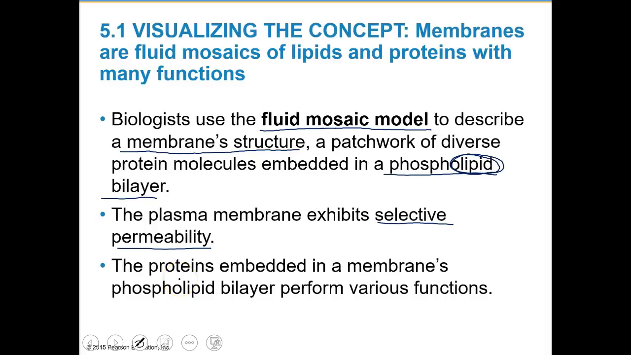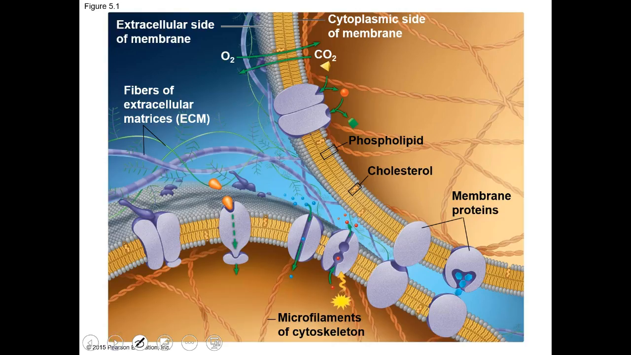The proteins embedded in the membrane of the phospholipid bilayer perform a whole bunch of functions, and we'll get to talk about those along the way. Okay, so this is what we're talking about with that whole fluid mosaic. Notice the gray part and the yellow there, the gray and the gold. That's just the phospholipids. We're going to have other stuff in it, like cholesterol, which we talked a little bit about with the lipids. We've also got membrane proteins.